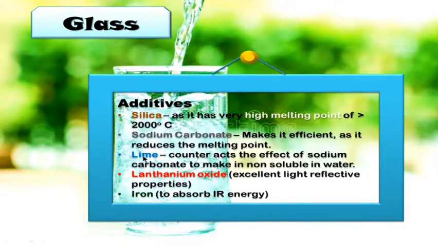This also makes the glass soluble in water. The lime is also added to counteract this and give the glass stability. It makes the glass non-soluble in water. Next comes the lanthanum oxide, giving it excellent light reflective properties. This is used especially in high quality lenses, glasses. Usually they use thorium oxide, but as it is a radioactive element, they started using lanthanum oxide.